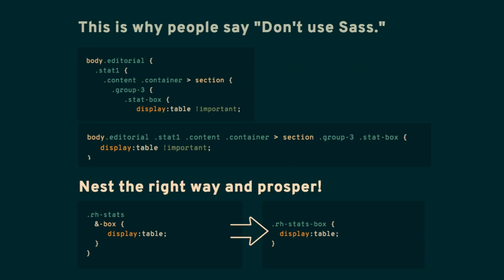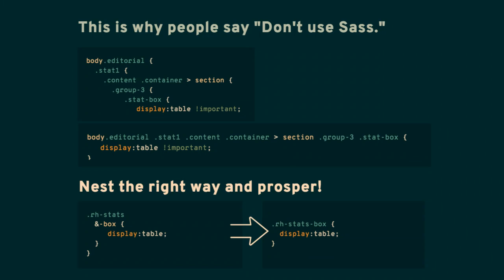So this is back to that original example on redhat.com. This is why people say don't use Sass, because it's really easy to get into this crazy nesting action, and you're like, I have so much context, I know exactly where this thing lives, and I know which page it's on, and it's beautiful, but you end up with these bananas selectors at the end of the day.